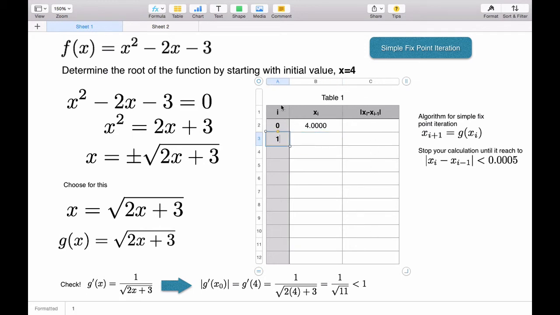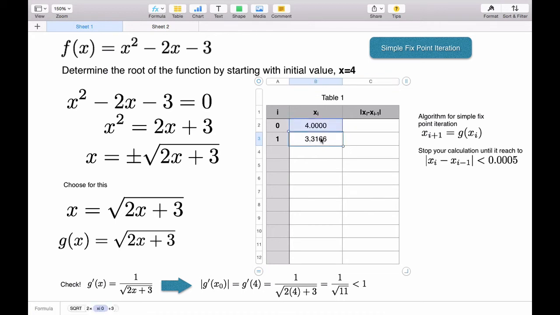Now I make my i here equal to 1 over here, and next, because this is the next value, x1 actually uses this algorithm. So when i equals 0, that is your x1 equals g(x0). This is my g function. So what I can do here is make it equal, as code, and put in the formula: the square root of 2 times x, so this is my x, plus 3, and close the bracket.